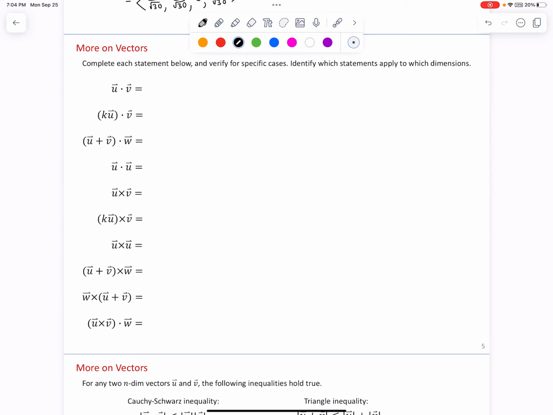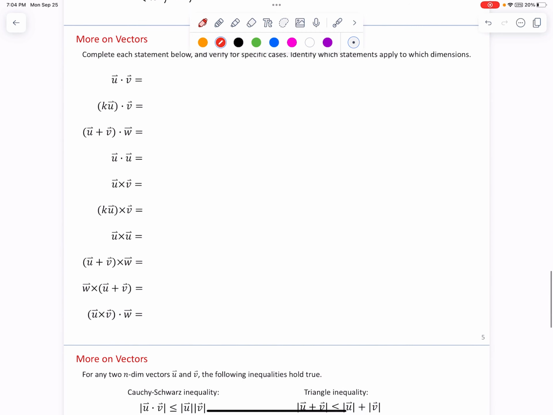However, the cross product operation is limited to 3-dimensional vectors only. So looking at all the statements here, every single one that involves a cross product must only be involving 3D. So all of these statements right here are 3D only.